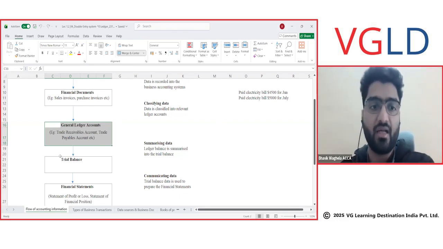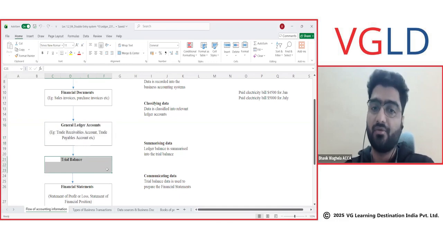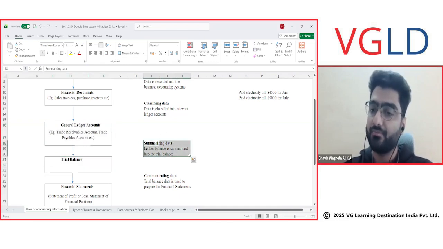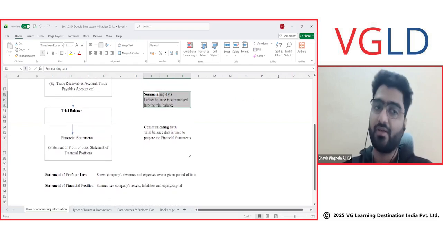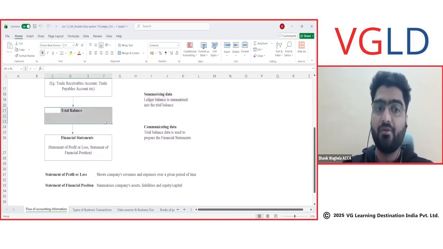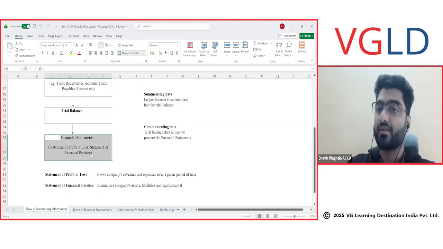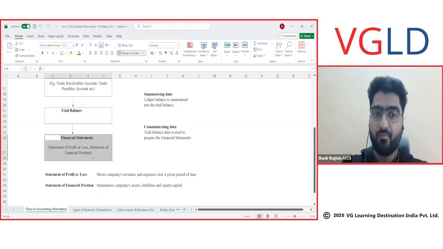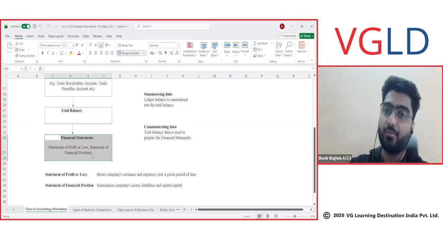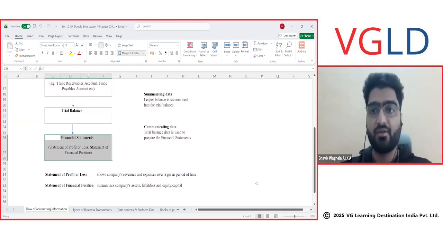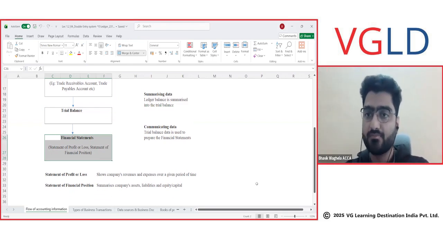These ledger balances are then posted to the trial balance. So ledger balance is summarized into the trial balance. And with the help of this trial balance, we prepare the financial statements, that is the statement of profit or loss and the statement of financial position. I want everyone's attention on the screen.